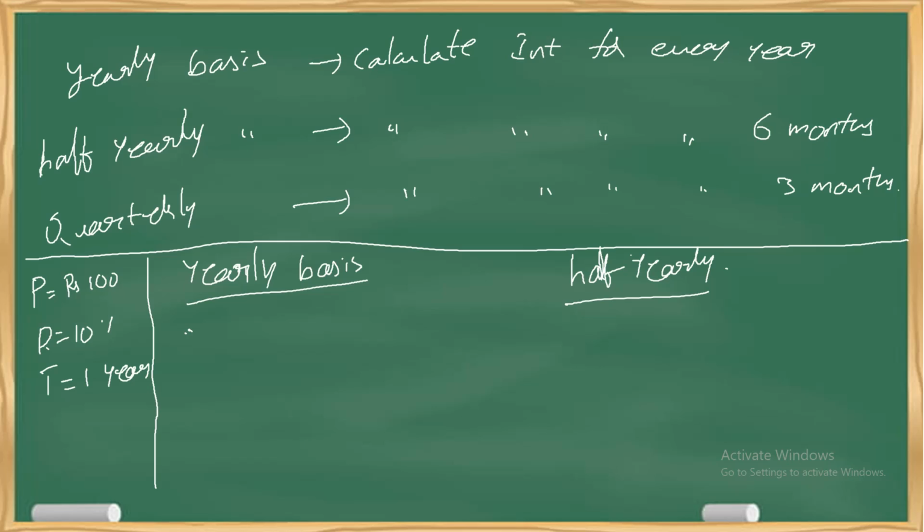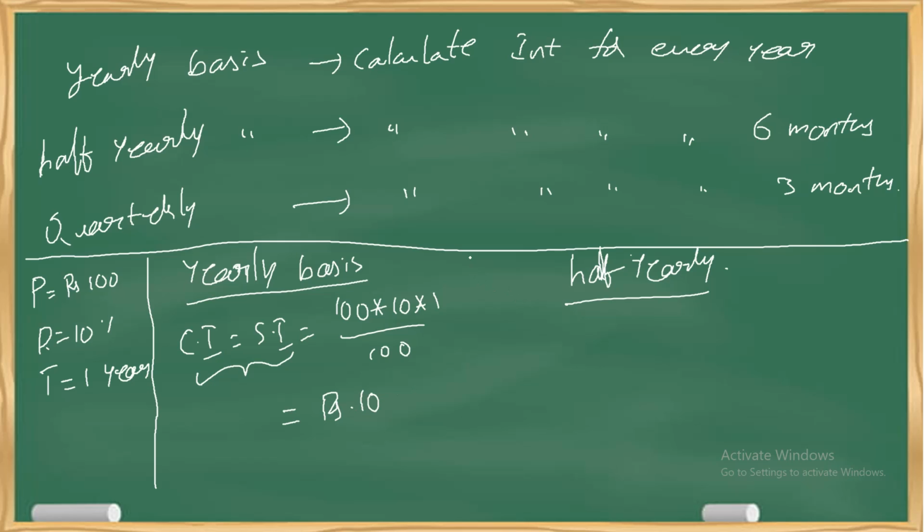So compound interest is equal to simple interest is equal to PTR by 100. So 100 into 10 into 1 year only, right? That's why I'm equating these two. I'll tell you what the relationship is between compound interest and simple interest for every year, don't worry about it. So compound interest is equal to simple interest for the first year, that is rupees 10.